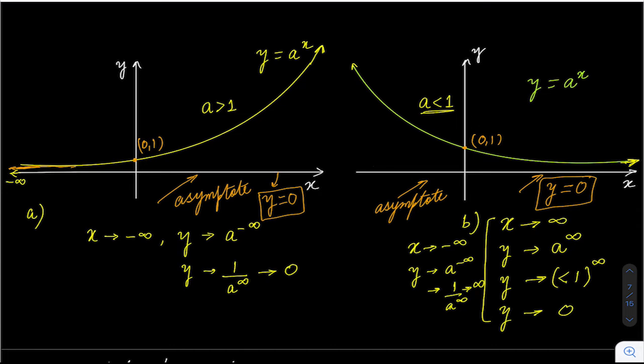So we have already seen what comes under a greater than 1: 2 power x, 3 power x, e power x, like this. What comes under a power x when a is less than 1? 1 over 2 power x, 1 over 3 power x, 2 power minus x, 3 power minus x, e power minus x. Graphs like this. Okay, I hope you understand these two important points in this graph.